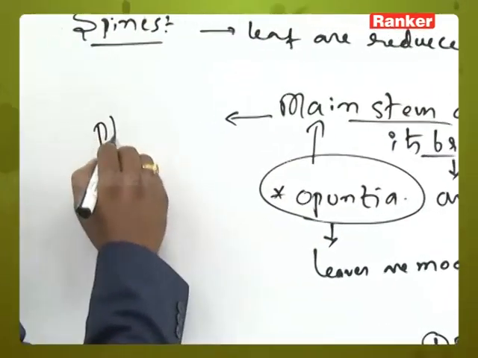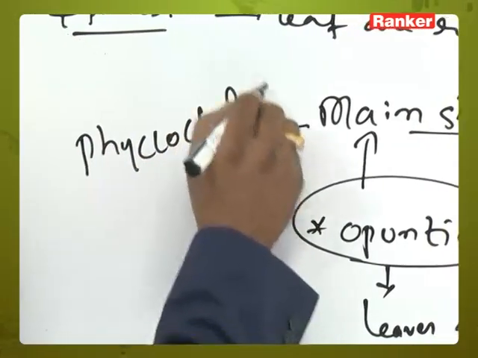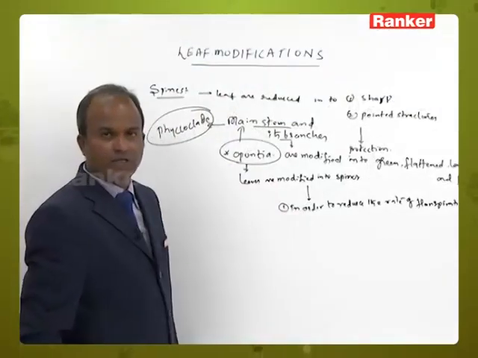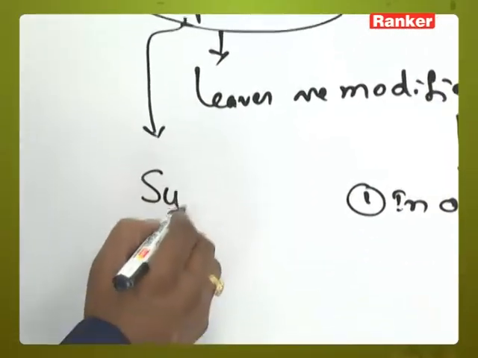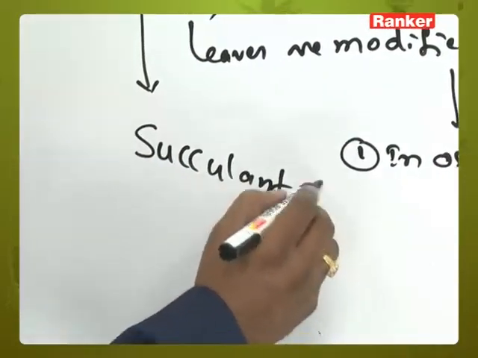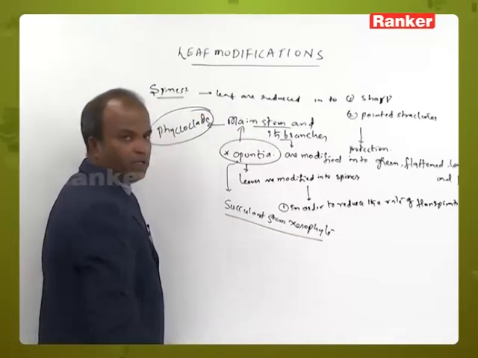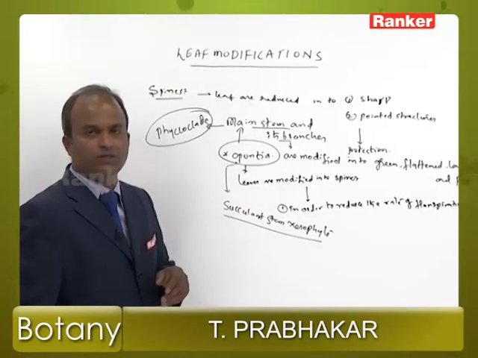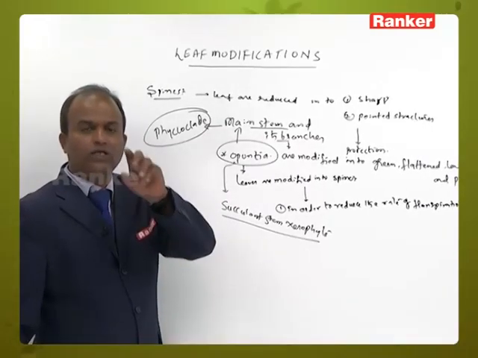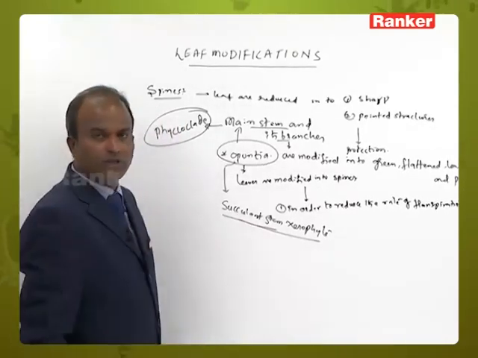So in Opuntia, can we see an aerial stem modification that is nothing but a phylloclade? Yes, it can be seen. And one more thing, is Opuntia a succulent stem xerophyte? Yes. In Opuntia, the main stem and its branches not only perform photosynthesis, they also store water in the form of mucilage. So that's why it is called a succulent stem xerophyte.